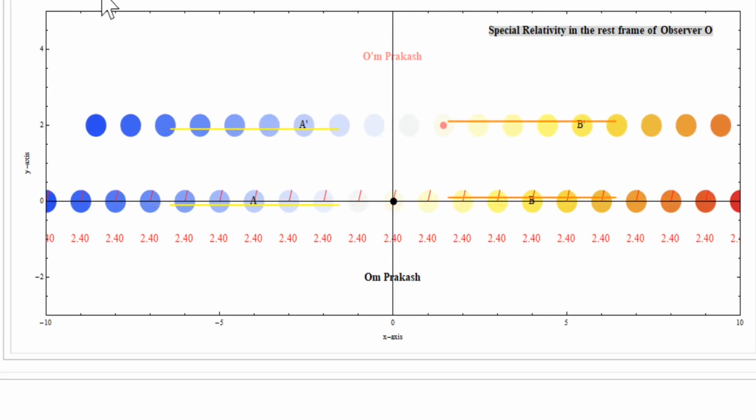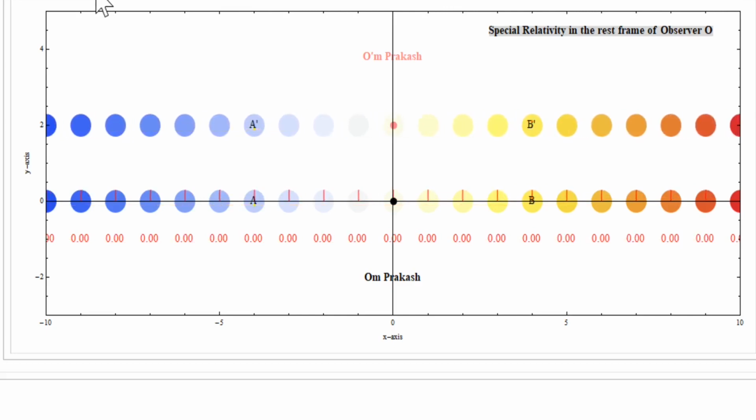So in other words, the train observers would conclude that the lightning strikes A prime and B prime were not simultaneous, since Om prime Prakash is sitting at the midpoint between A prime and B prime, but he did not receive the signals from A prime and B prime simultaneously, even though they sent him the light signals as soon as lightning struck.